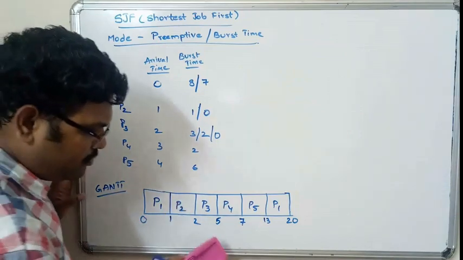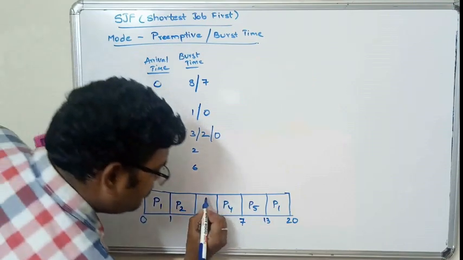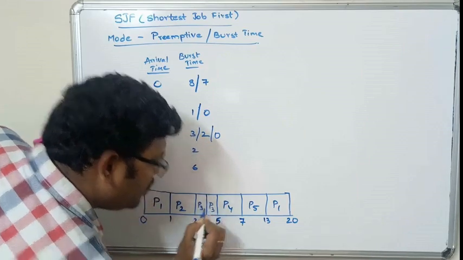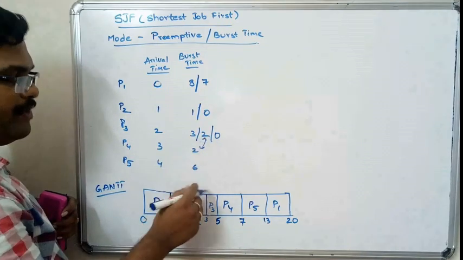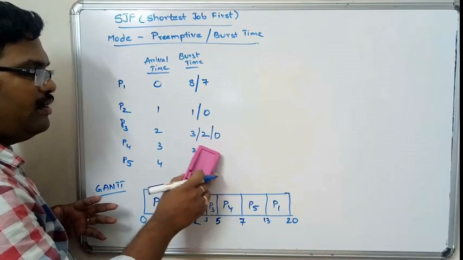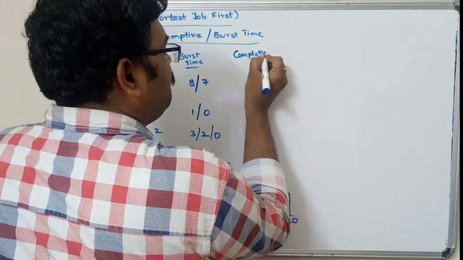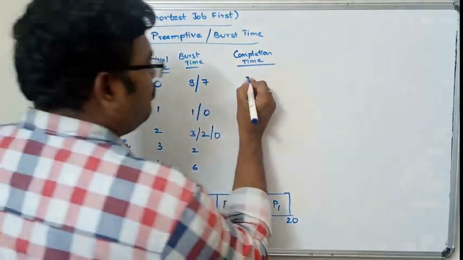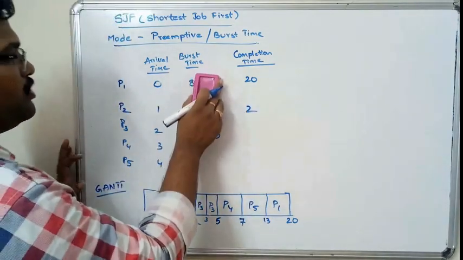Hope you understood. So to avoid the confusion, you can write the terms. See, 2 to 3, that is P3. So here P3 and P4 have the same burst times, so I have selected only P3, right? Now your confusion gets cleared, right? Now let us write the completion time. So P1 requires 20 seconds to complete. P2 requires 2 seconds to complete. So I will arrange all these things.